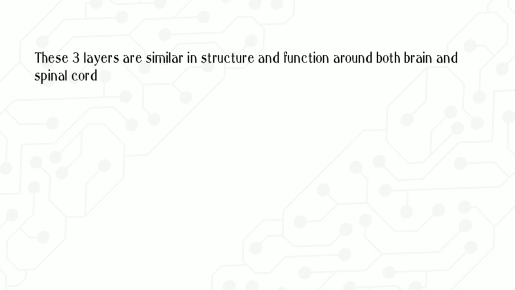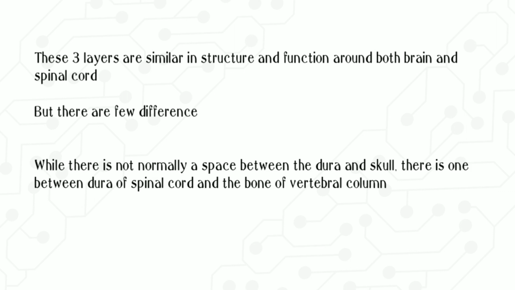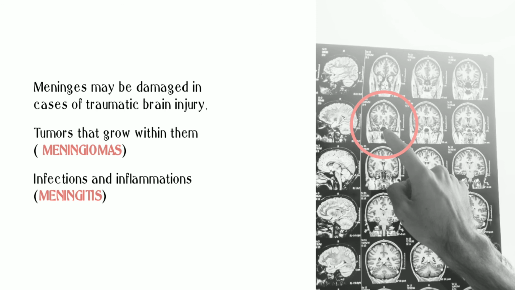These three layers are similar in structure and function around both the brain and the spinal cord, but there are a few differences. While there is not normally a space between the dura and the skull, there is one between the dura of the spinal cord and the bone in the vertebral column, which is known as the epidural space. Meninges may be damaged in cases of traumatic brain injury, or due to tumors that grow within them, which are known as meningiomas, or due to infections and inflammations, which is known as meningitis.